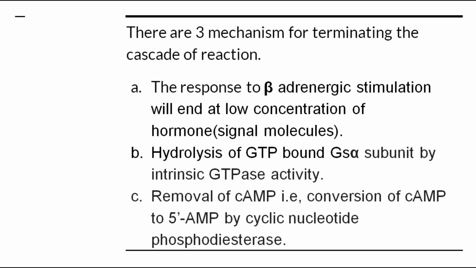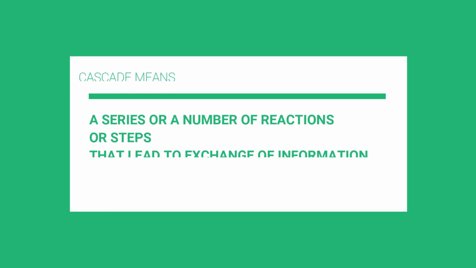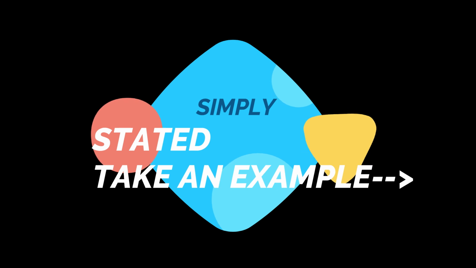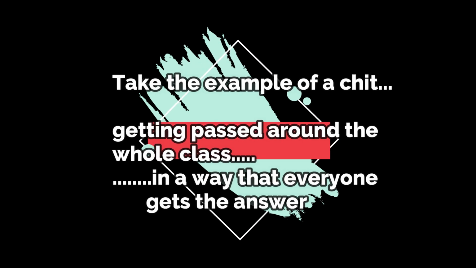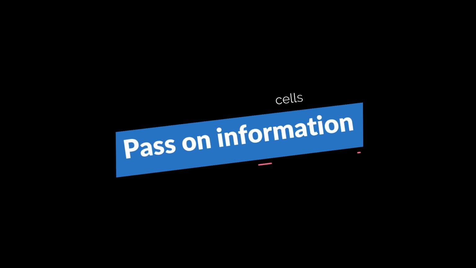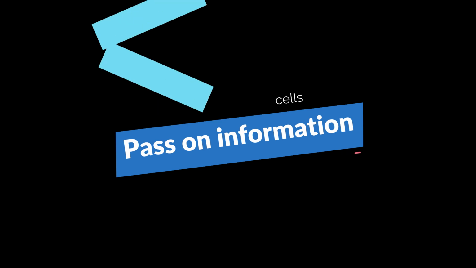Now, there are three mechanisms for the termination of the cascade reaction that we just talked about. Coming to the word cascade, it's technically a very simple term that defines a number of reactions taking place one after the other in a very coordinated way. If we want to simplify the understanding a little more, you can take a cascade as passing a chit with the solution to the hardest math problem all around the class. That's technically passing of information. And that is exactly what cell signaling is about. It's passing on the information that the cell needs something or doesn't need something.